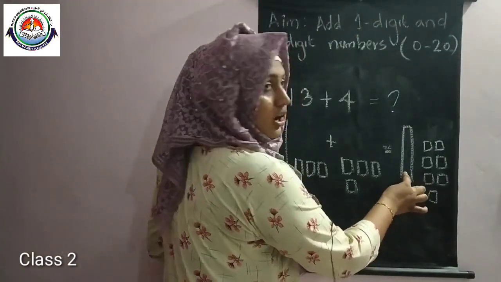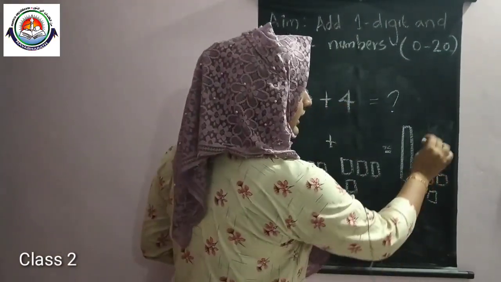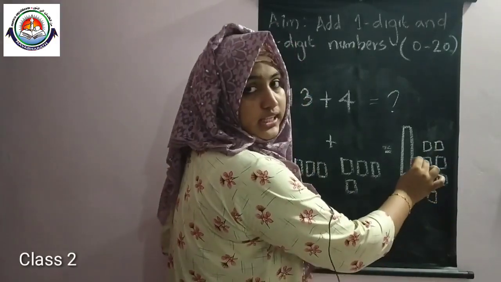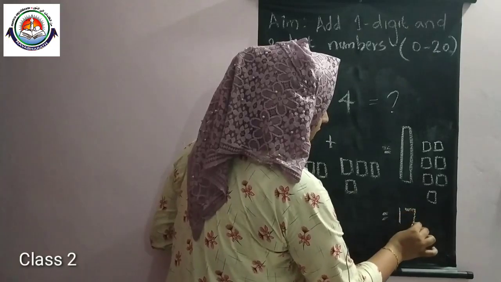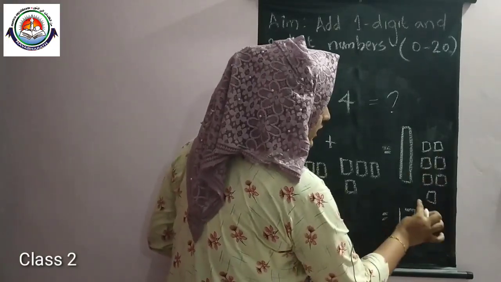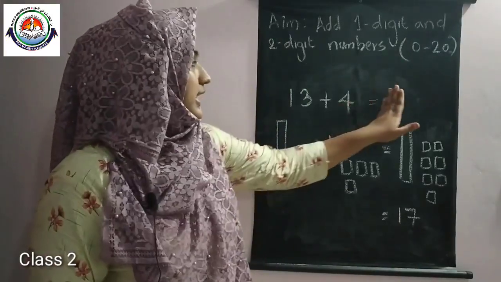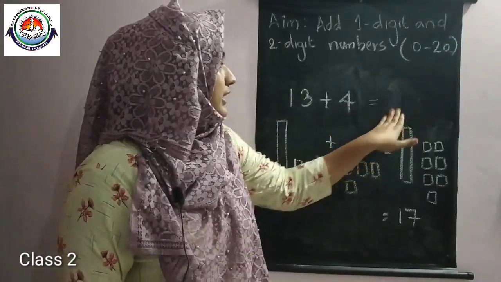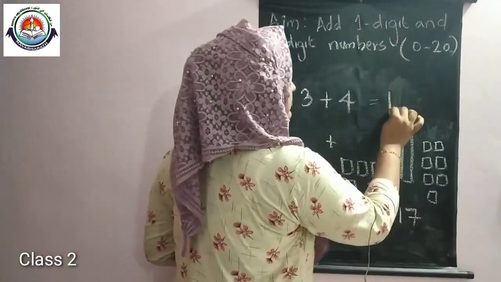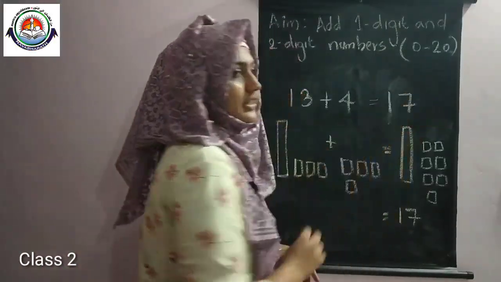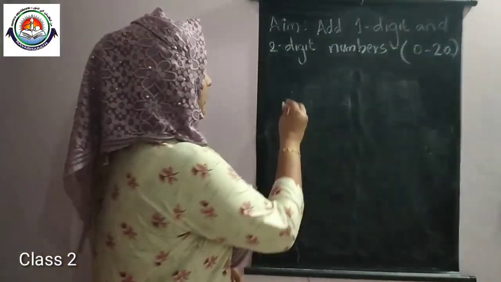Here only 1 in the tens place. So number 1, and here we can count the number of squares. Then we got number 7. So 7 small squares, so 7 in the ones place. So we can say when we add number 13 with number 4, we will get the sum 17. Okay. Now we can do some more examples.